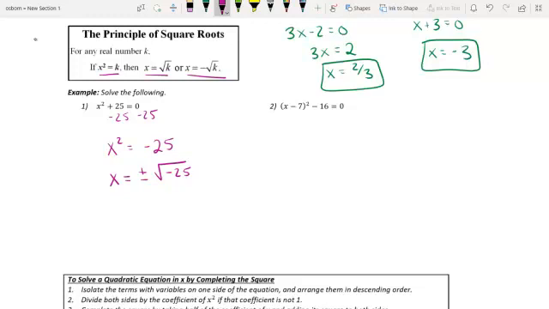Now I, of course, am not going to leave my answer in that format because we've already talked about complex numbers, so I know I can simplify that to x equals plus or minus the square root of 25 times the square root of negative 1. So x equals plus or minus 5, because the square root of 25 is 5. Square root of negative 1 is i. So I end up with two solutions: 5i and negative 5i in my solution set.